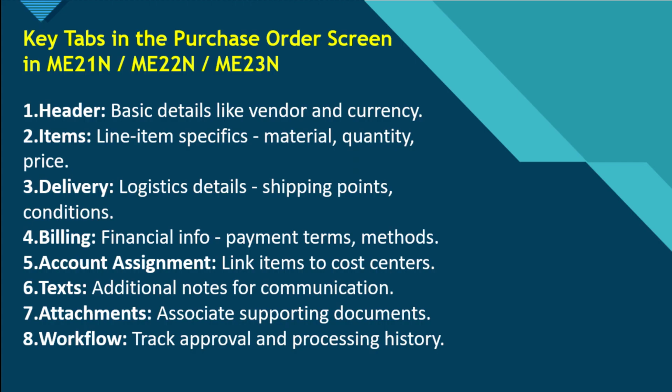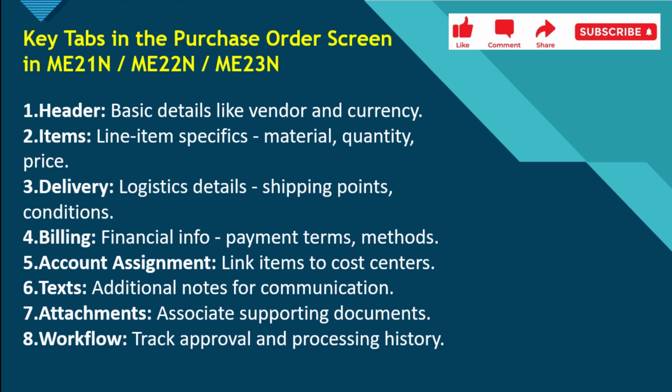Talking about the key tabs in the purchase order screen in ME21, 22, and 23, we have the header tab, which has the basic details like the vendor and currency. Then we have the item and the item overview, which specifies the line item, which has the fields material, quantity, and price. We have the delivery tab, which has the logistics details, that is shipping points, conditions, etc. Then we have the billing tab, which has the financial info about payment terms and methods.